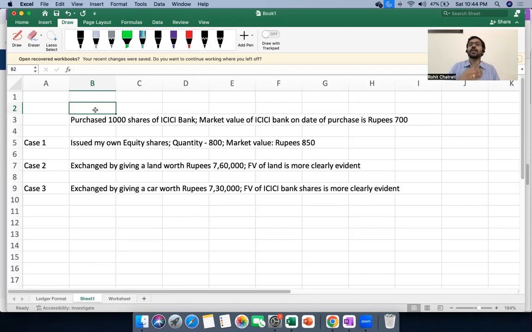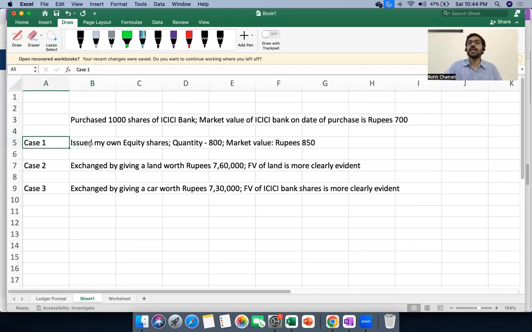Now I am going to give an example of non-cash consideration. Let us say in case one, I have issued my own entity's equity shares. I have issued 800 equity shares and the market price of my own equity share is, let us say, 850. So I've purchased 1,000 shares from you. Instead of paying cash to you, I am giving you my own shares. I'm giving you 800 shares whose each price is 850.